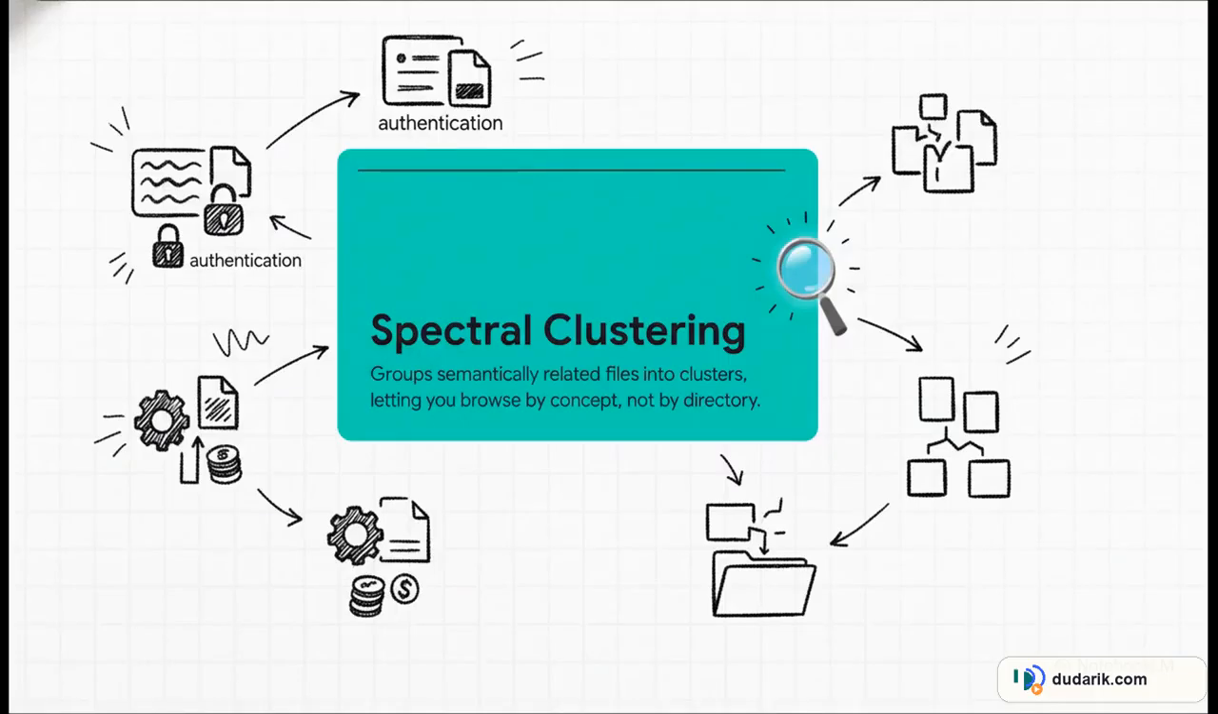And the third layer is spectral clustering, which is just incredibly cool. It looks at all those embeddings and automatically groups files together that are conceptually related. So instead of having to navigate a rigid folder structure, you can actually explore your code by features like authentication or payment processing. It's just a much more natural way to get your head around a complex project.